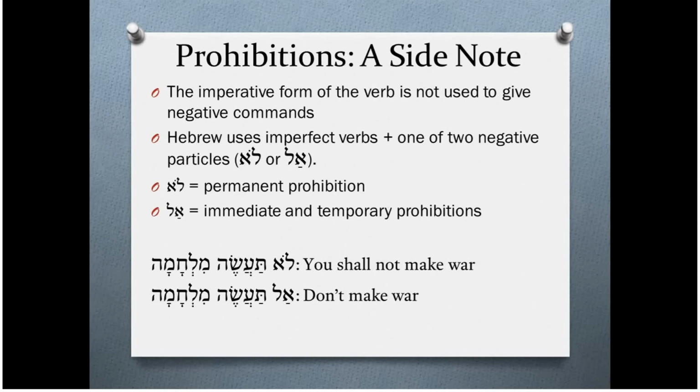Lo is used for permanent prohibition. Thou shalt not murder, as an example. So murder is sort of categorically condemned for all time. Al refers to immediate or temporary prohibition. So let me tell you a story that Dr. Mark Thronfight likes to use when he's teaching about the difference between lo and al. Who knows if the story is real or if he just created it and it just works so well that he continues to use it.